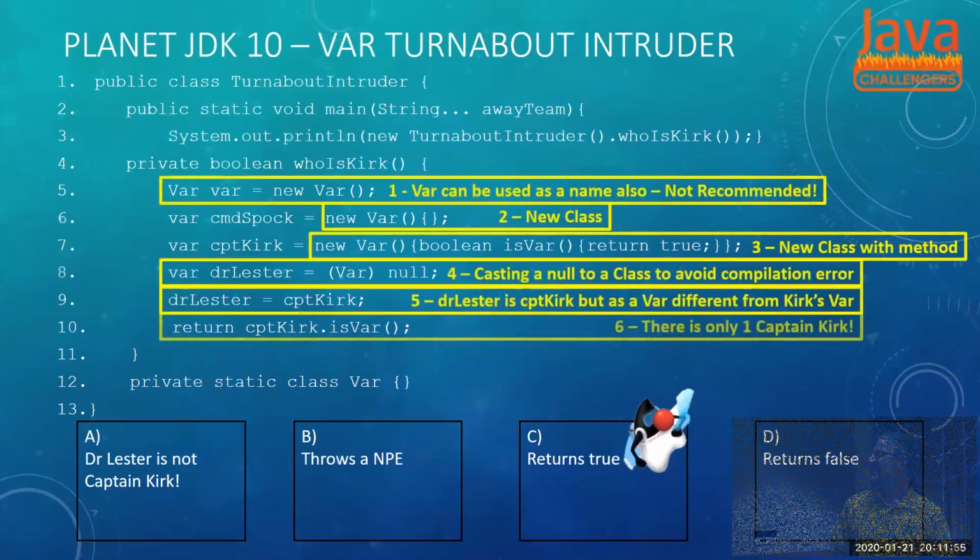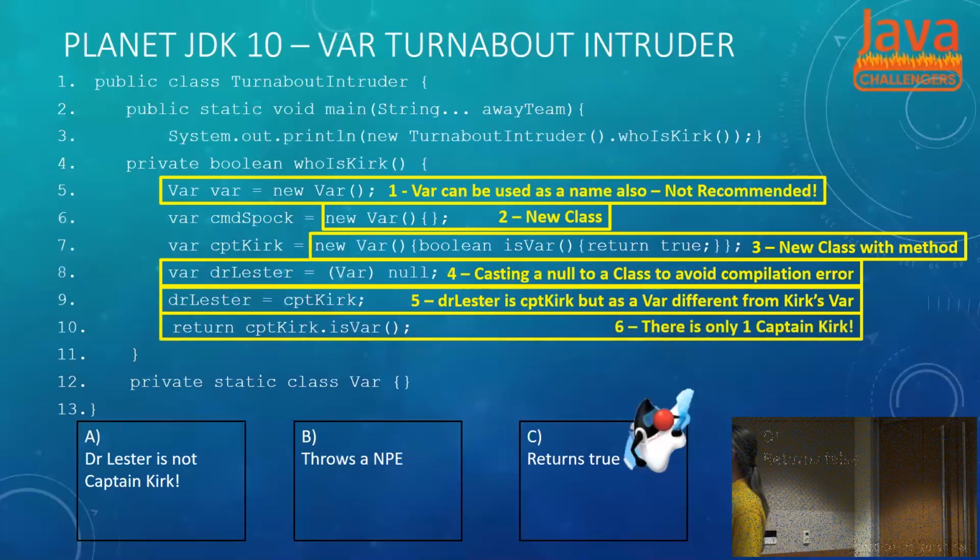There you go. So var can be used as a name. So this is the confusion part. You can use var, call it a var, and go about your merry way and just cause all kinds of confusion. When you create a new var, it's a new class, of course. And Commander Spock is that new class. Captain Kirk is a new var because it's a new class with a method. So it's actually two different classes under the covers. So Dr. Lester equals Captain Kirk, but is a var different from Kirk's var?